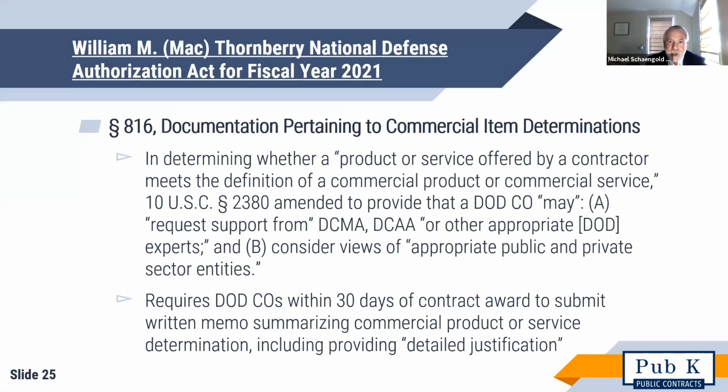In making a determination whether a particular product or service meets the definition of a commercial product or commercial service, Section 816 amends Title 10 to provide that a DoD contracting officer may, 1, request support from DCMA, DCAA, or other appropriate DoD experts to make a determination whether a product or service is a commercial product or commercial service, and 2, consider the views of appropriate public and private sector entities.